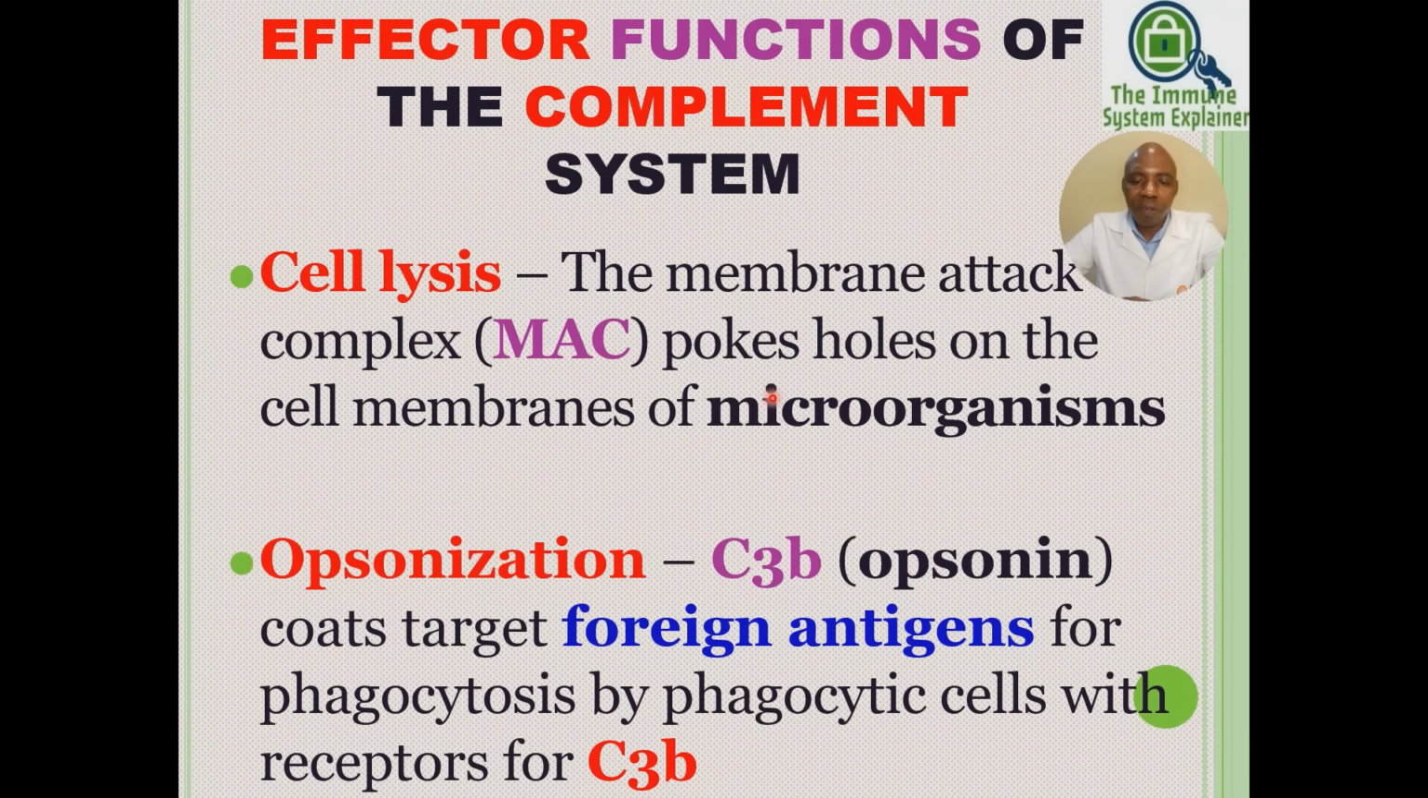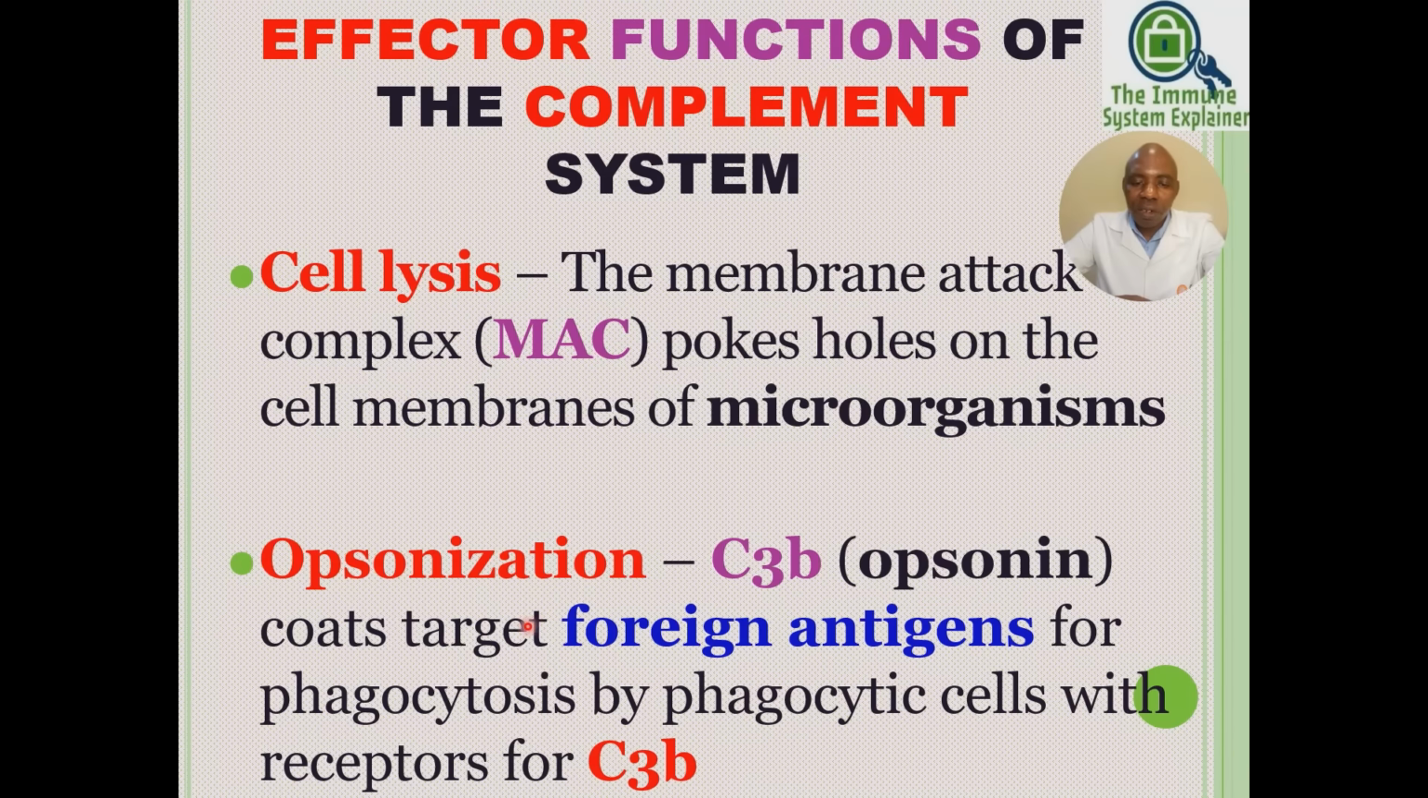We've already demonstrated how MAC is going to be inserted into the cell wall of the microorganism, and so the insertion of MAC is going to poke some holes, some pores throughout the cell membrane of the bacteria, causing loss of integrity. So what happens here is actually the bacteria now losing the contents, or lysing, as a result of attracting fluids and water from the environment and then bursting. That's what we're calling cell lysis.